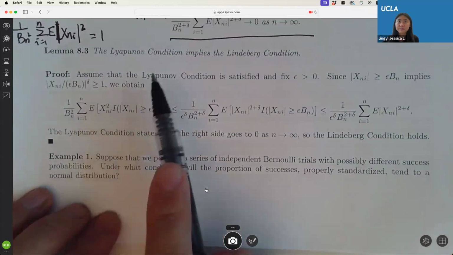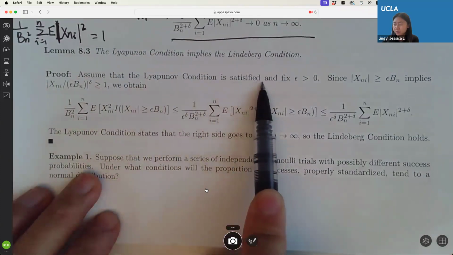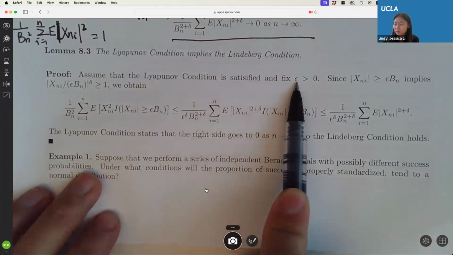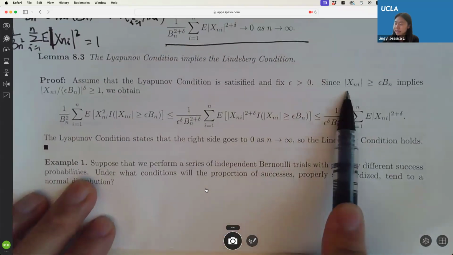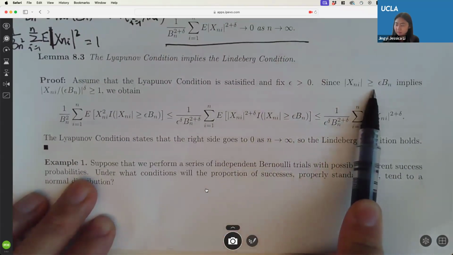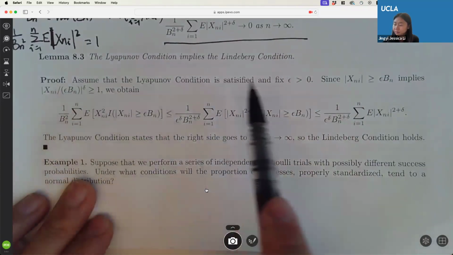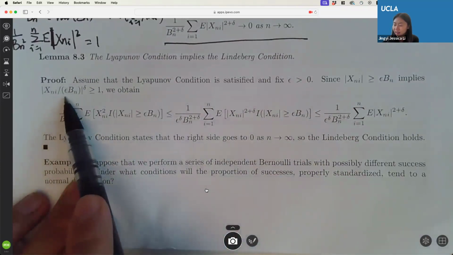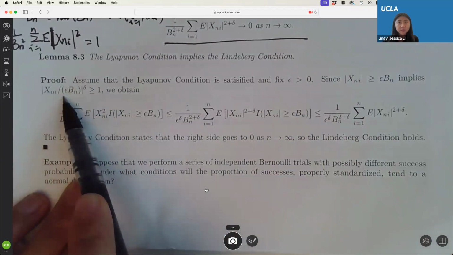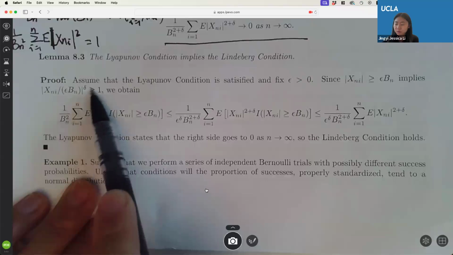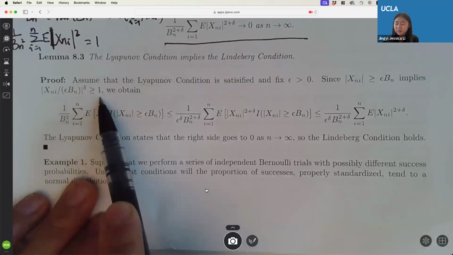So let's look at it. Assume that the Lyapunov condition is satisfied and fix epsilon greater than 0. This is the epsilon we needed in Lindeberg. Since x_ni greater or equal than epsilon times B_n implies what? It implies that x_ni over epsilon B_n, this ratio, is greater than 1. We raise it to a positive power delta. It stays greater or equal than 1, right?